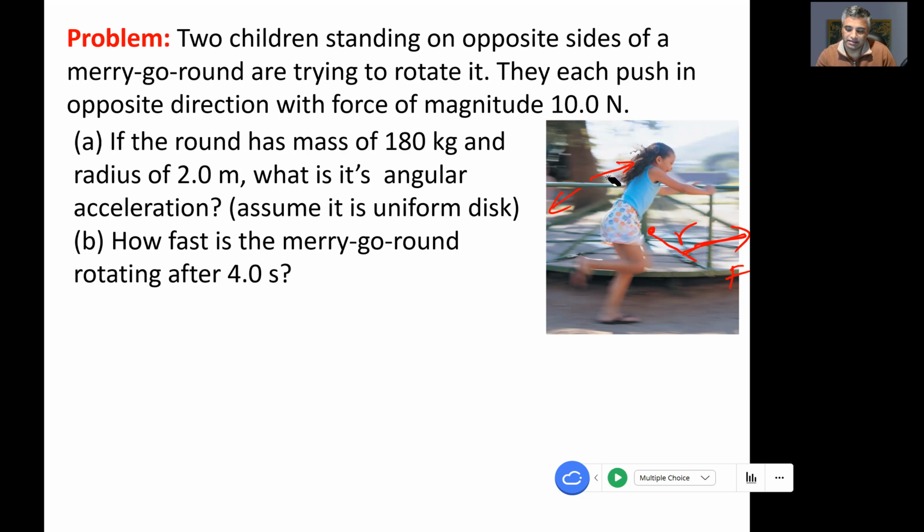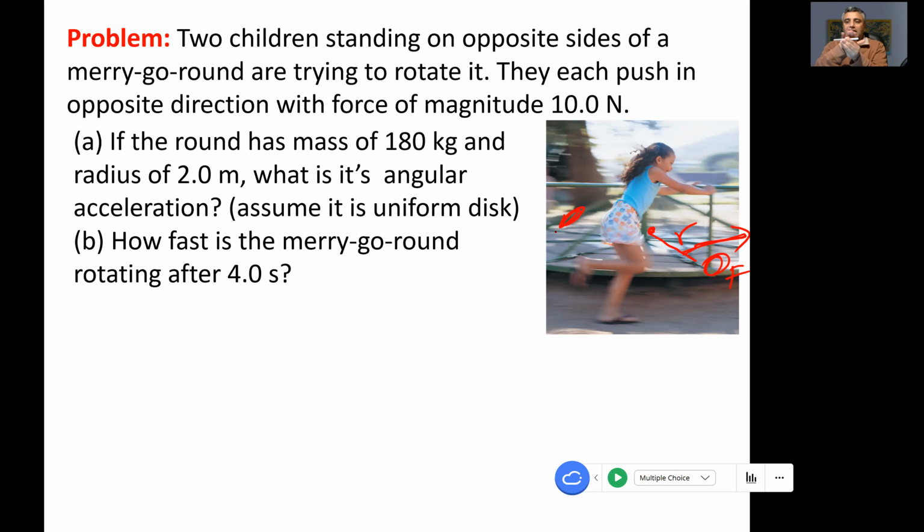So I'm guessing you mean this, right? No? I mean, it should be. I would hope so. But I don't see that in the question. It says that they each push in the opposite direction with a force of magnitude 10. Oh, it did not say opposite direction. It says opposite sides. So one side versus the opposite side. So think about this, right?